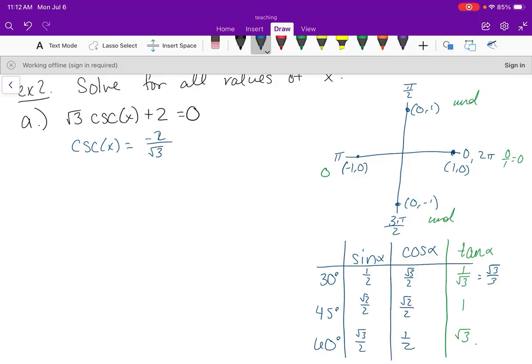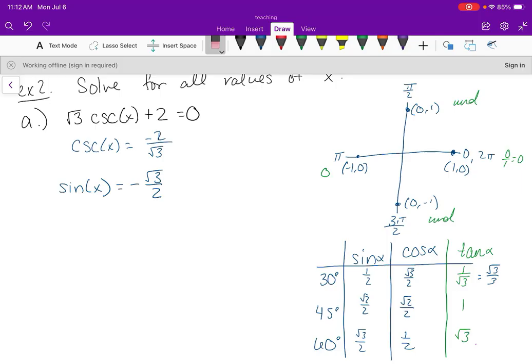Now, my preference for these is not to really worry about the fact that it's a reciprocal and just switch it to whatever it's the reciprocal of. So cosecant is a reciprocal of sine, so I can flip the other side, and now I just have sine x equals negative square root 3 over 2. So whenever you're faced with one of the reciprocals, don't freak out. Just change it to whatever it's the reciprocal of, and then flip the other side.